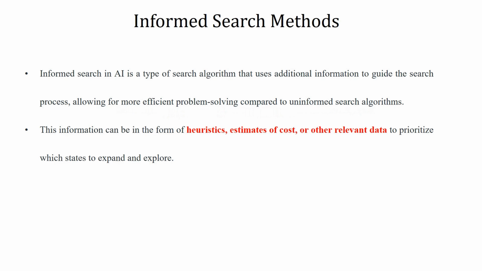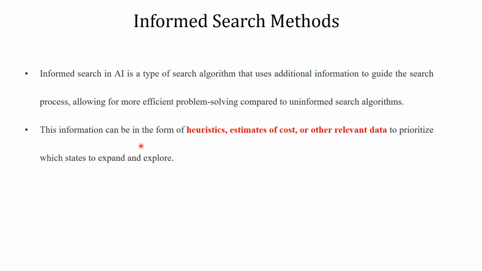Hi, in this video, we are going to discuss informed search methods. Informed search methods in artificial intelligence are a type of search algorithm that use additional information to guide the search process, allowing for more efficient problem solving compared to uninformed search algorithms.